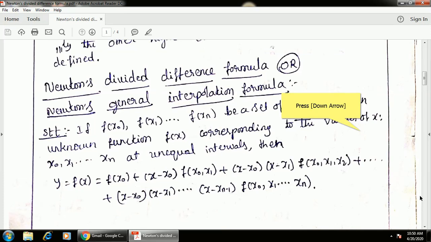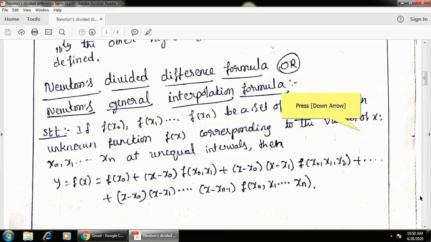If f of x naught, f of x1, f of x2, dot dot dot f of xn be a set of values of an unknown function y is equal to f of x corresponding to the values of x at x naught, x1, x2, dot dot dot xn at unequal intervals, then the value of the function at any x is approximately given by y is equal to f of x, that is equal to f of x naught plus x minus x naught into f of x naught, x1 plus x minus x naught into x minus x1 into f of x naught, x1, x2 plus x minus x naught into x minus x1 into x minus x2 into f of x naught, x1, x2, x3 plus dot dot dot plus x minus x naught into x minus x1 into x minus x2 into dot dot dot x minus xn minus 1 into f of x naught, x1, x2, dot dot dot xn.